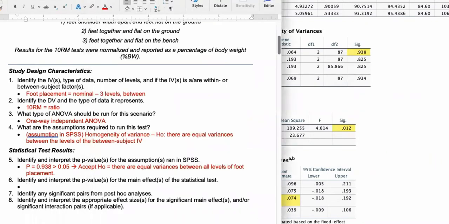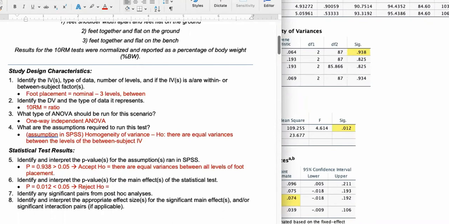But for this example, p for our ANOVA is equal to 0.012, which is less than 0.05. So we can reject our null.